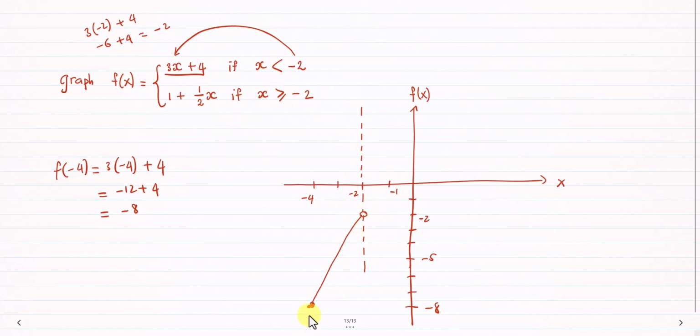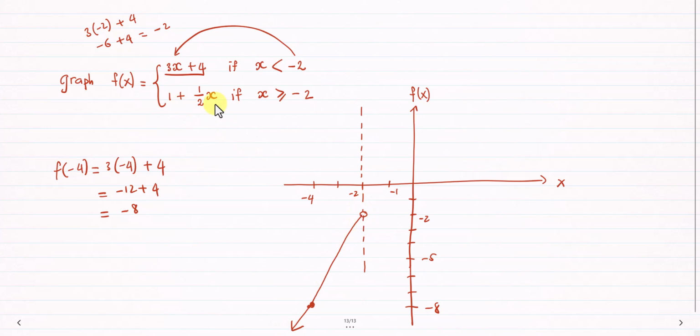But then the line can keep going down forever, right? Because we can go all the way to the left side. As long as we are on the left side of -2, we can go all the way to the left, and the line just keeps going down, down, and down. So we can make an arrow like that, indicating that the line will keep going forever down here, right? But then it will stop right here.